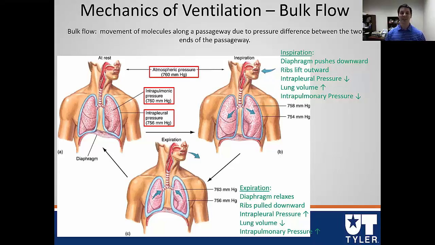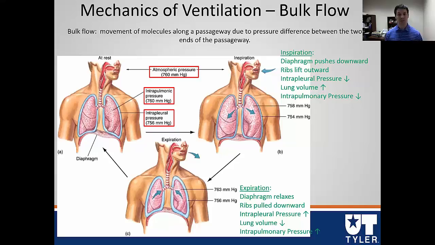In this next video, we're going to talk about the mechanics of ventilation. So how do we actually move air from the environment to our lungs, otherwise known as pulmonary ventilation? This occurs via the process called bulk flow. Bulk flow can be defined as the movement of molecules along a passageway due to a large difference between the pressure between the two ends of the passageway.